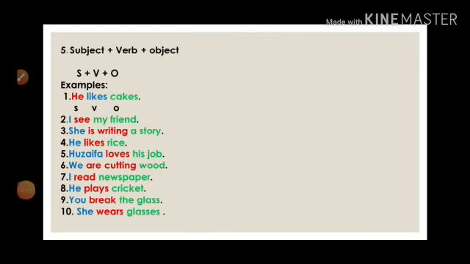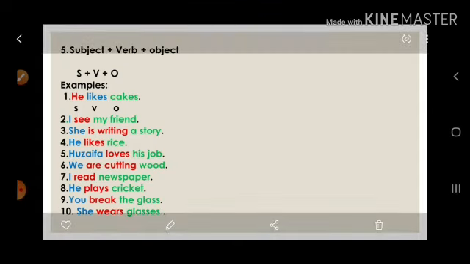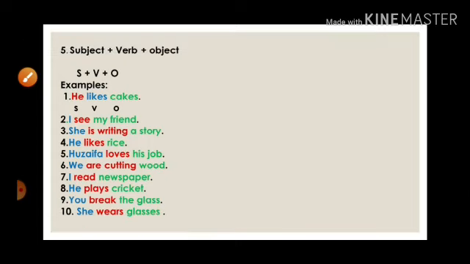Now we'll move to our next slide. Subject plus verb plus object. Subject plus verb plus object, which is action verb اللي هو subject الاسم زائدا الفعل زائدا الobject. In the short form we can say S plus V plus O.